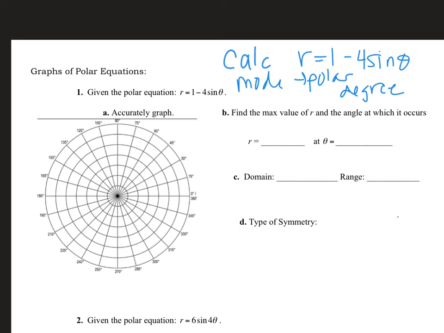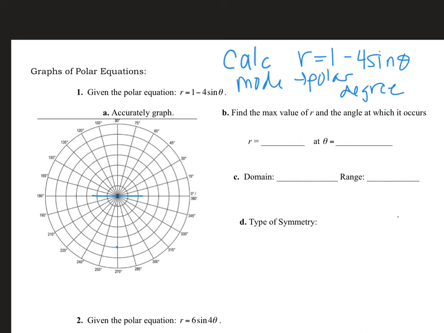I really wanted to show you my graph, but I don't think I know how to do that yet. So I'm going to go ahead and accurately graph this. You don't have to be too specific, okay? It looks like it goes out to 5. 1, 2, 3, 4, 5.